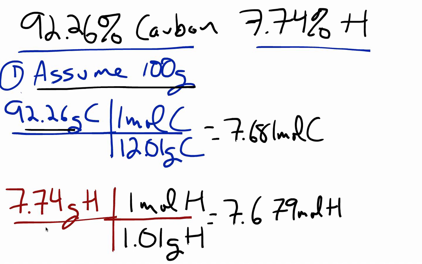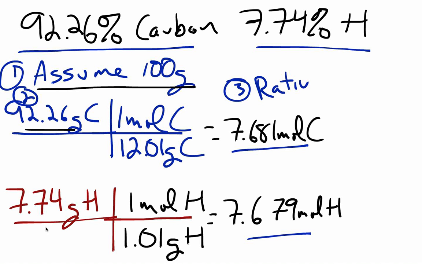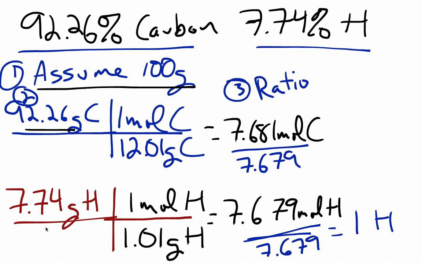My second step, number 2, is convert them both into molar amounts. Now that we have them in molar amounts, my step 3 is going to be to find a ratio. The ratio means we want a ratio between these things, so I'm going to divide by the smallest amount. The smallest amount is 7.679, so divide this by 7.679. Well, that is going to be 1. So for every 1 mole of hydrogen, there's 1 hydrogen. That makes sense. And for carbon I get a value that's 1.0003 carbons per every 1 hydrogen. Well, that is pretty close to 1.